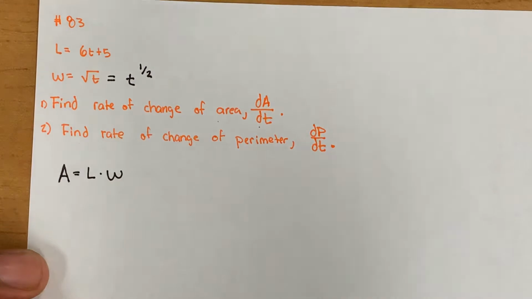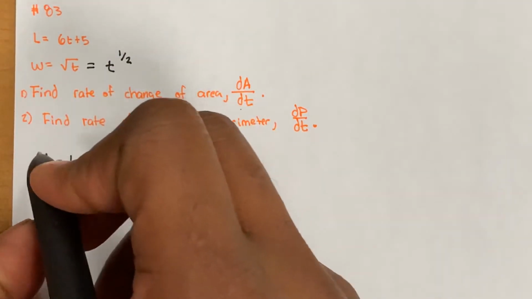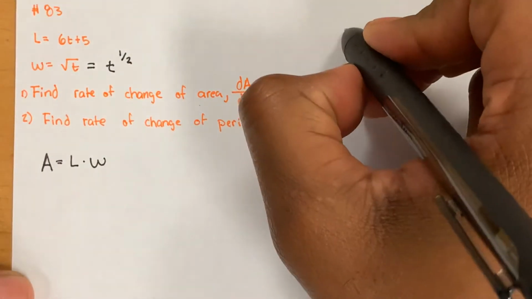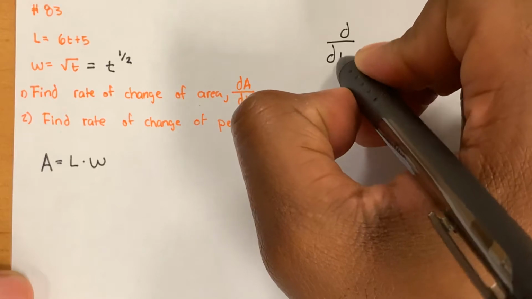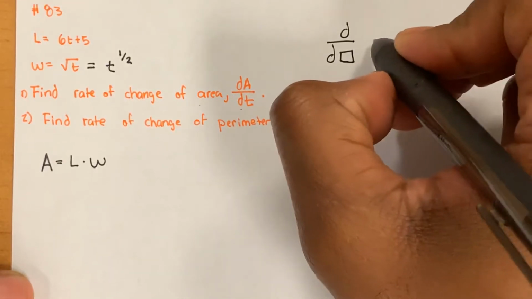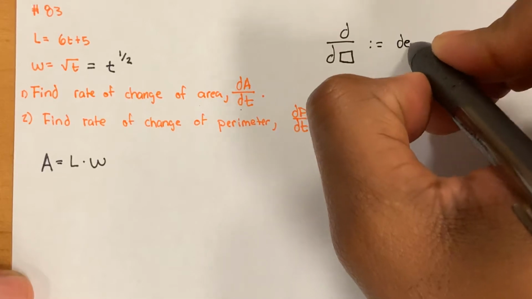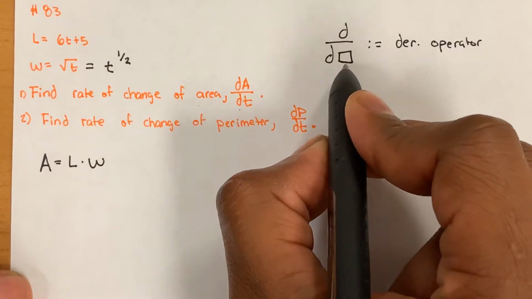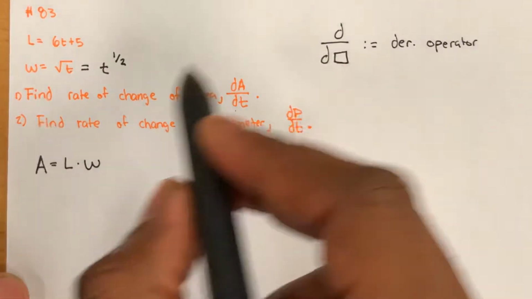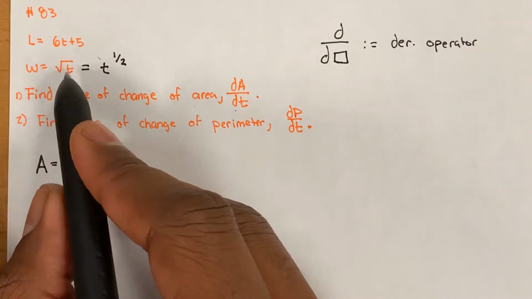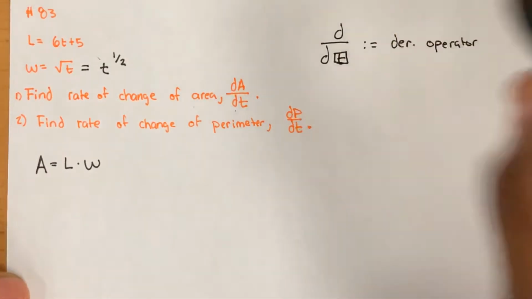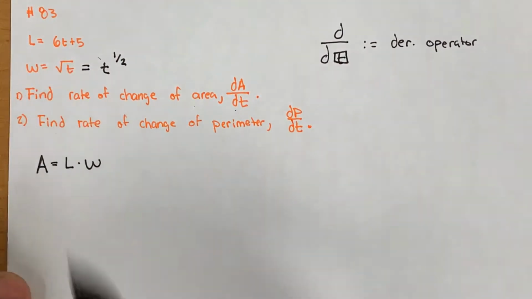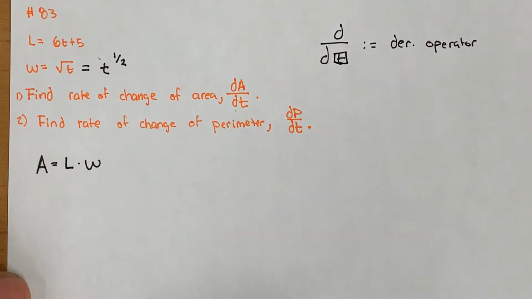So let's talk about some notation that we haven't used before. Let's apply a derivative operator. So we're going to have d over d box. This is called a derivative operator. Whatever goes in this box is the independent variable. In this case, we have both functions written in terms of t for time. So when we put t in here, we're saying that we're taking the derivative of both of these terms with respect to time, because time is the independent variable.